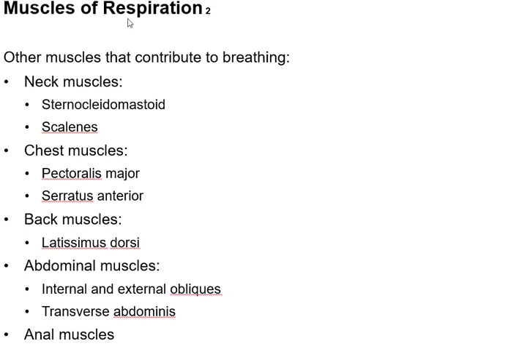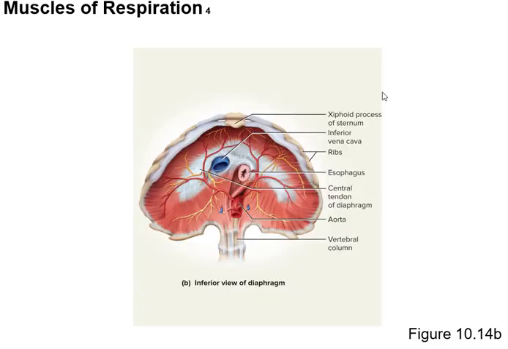This slide cracks me up because it says, which are the muscles you use to breathe for respiration? Well, there's your sternocleidomastoid again, that's in your neck, your scalenes, your pectoralis major, serratus anterior, latissimus dorsi, your internal and external obliques, your transverse abdominis, and your anal muscles. And you're sitting there going, I use my anal muscles to breathe?